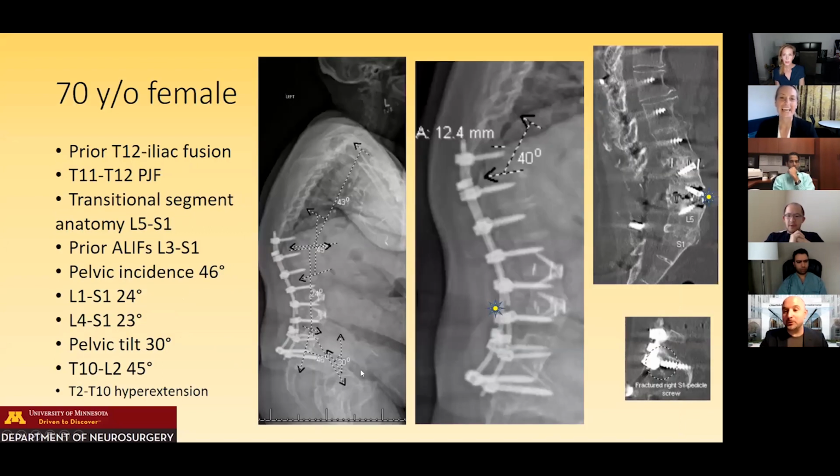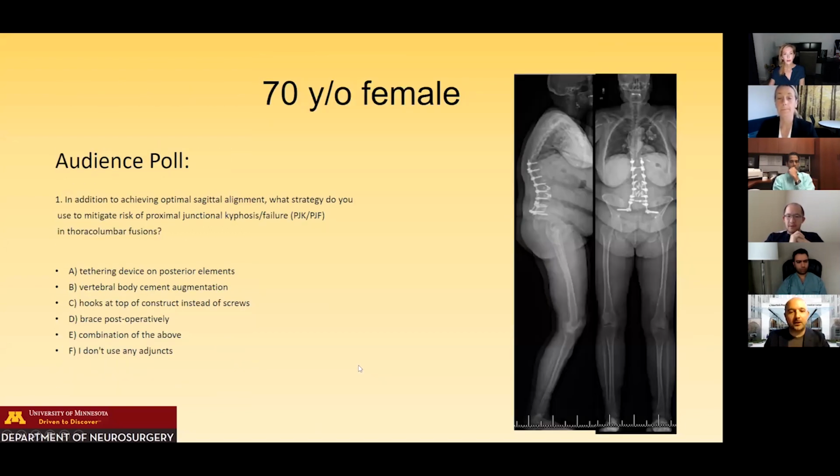Kristen, I'll ask you a question while Koi keeps an eye on the chat room and tells us what the audience thinks. I apologize if you went over it, but can you very quickly remind our audience, what's your definition of PJK and PJF and what's the difference?